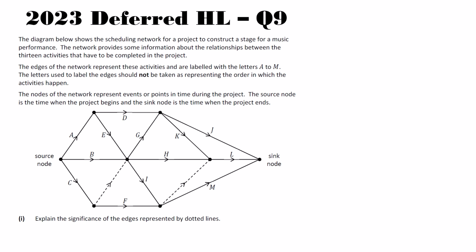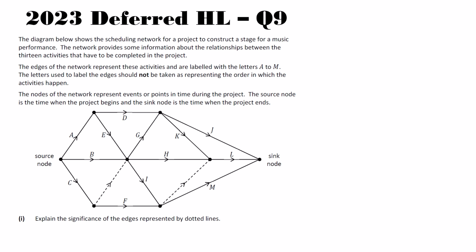The edges of the network represent these activities and are labeled with the letters A to M. The letters used to label the edges should not be taken as representing the order in which the activities happen. The nodes represent events or points in time during the project. The source node is the time when the project begins, and the sink node is the time when the project ends. So we have our activity network here below.